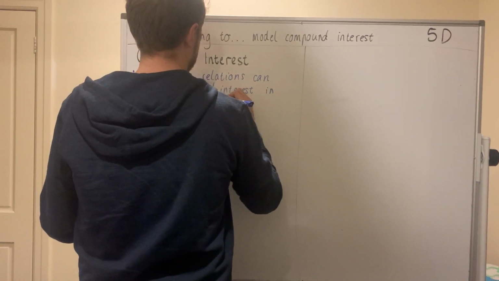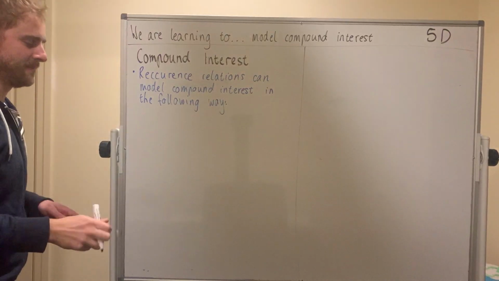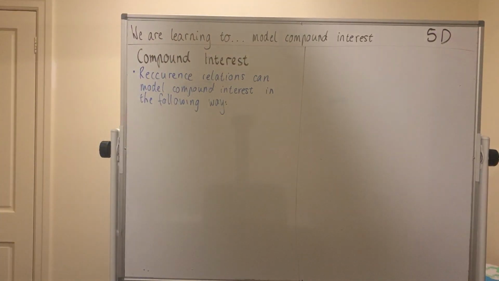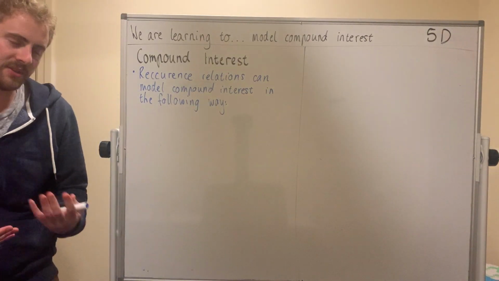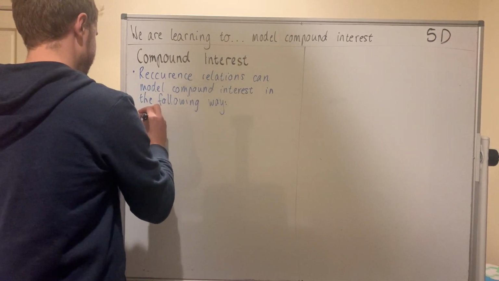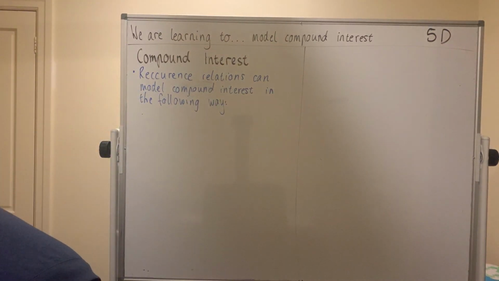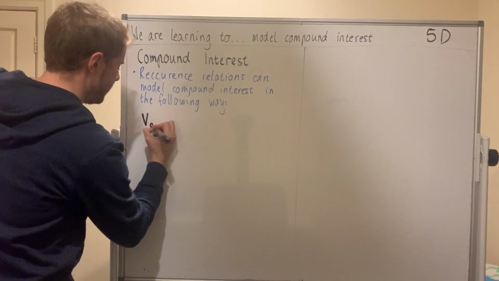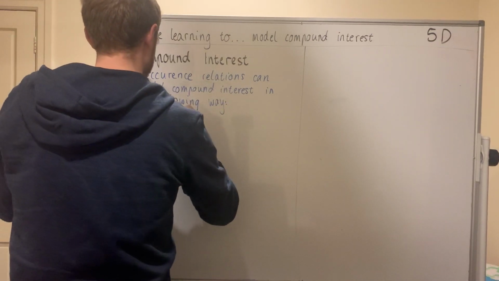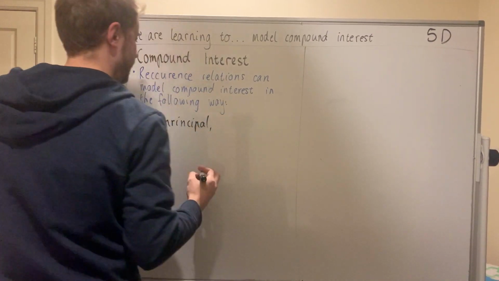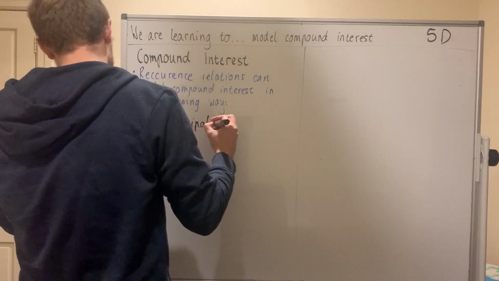Alright, so we've got a slightly different formula to simple interest. It's very similar to the compound interest formula that you would have seen before, just looking more in the terminology of recurrence relations. So we still have an initial term, represented by V0, so that's the initial or the principal, initial amount invested or borrowed. And then we have the Vn plus 1.